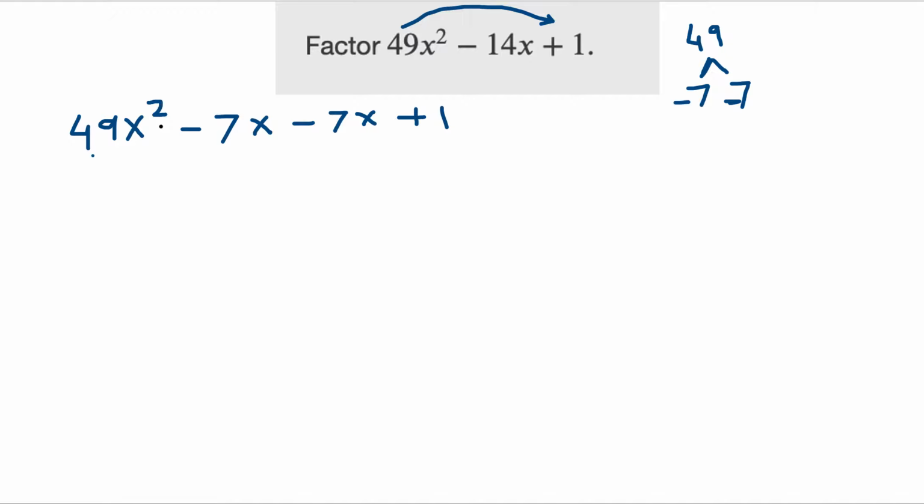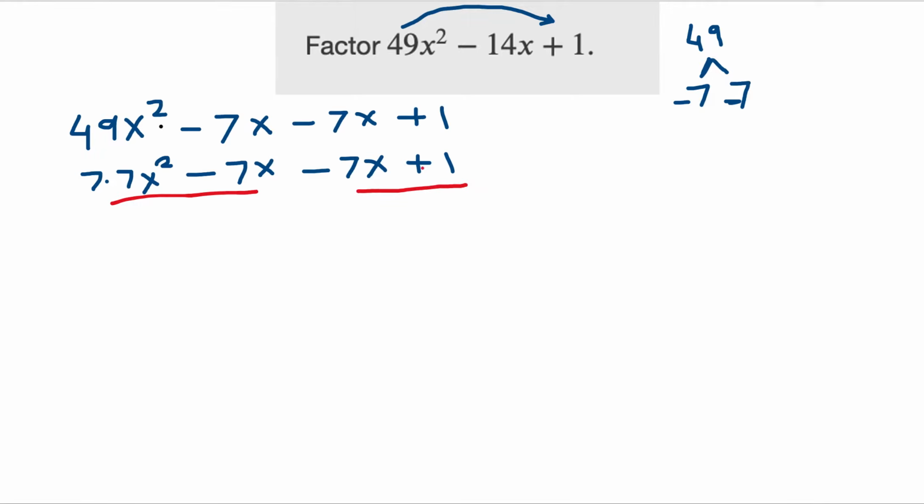And now, as we see here, the 49x squared, we can write 7 times 7x squared. So let me make it a little bit more simple here, and let's find the greatest common factor of these two terms. And I have minus 7x minus 1. So plus 1, I'm sorry. And now I'm taking two terms here. I am going to factorize these two terms.